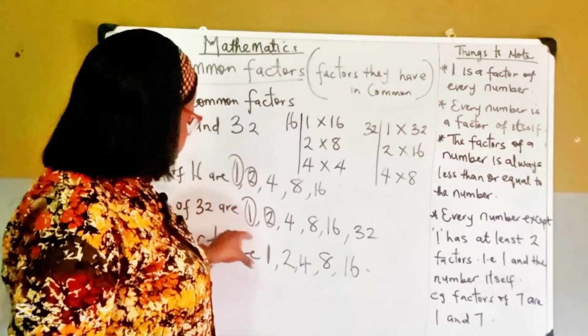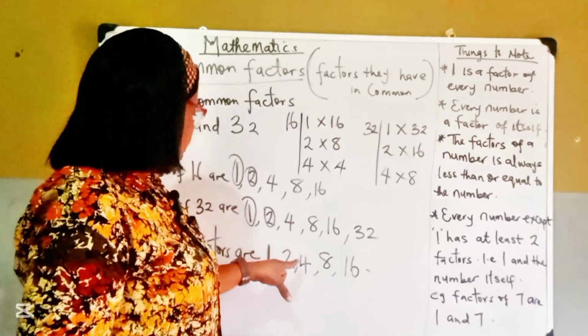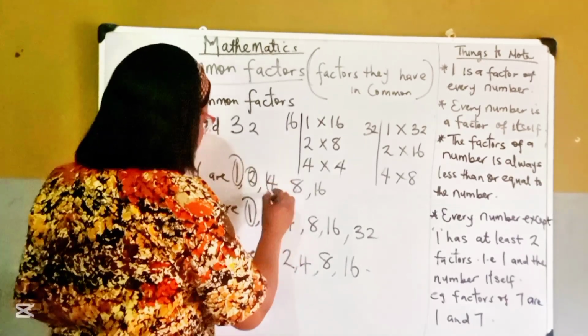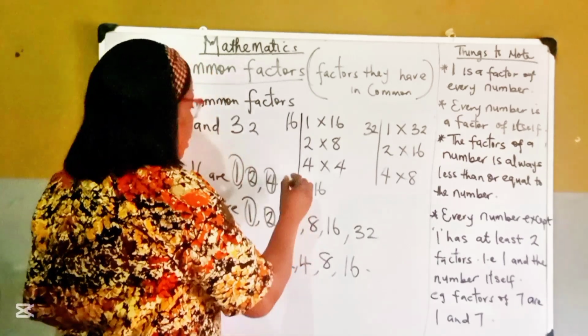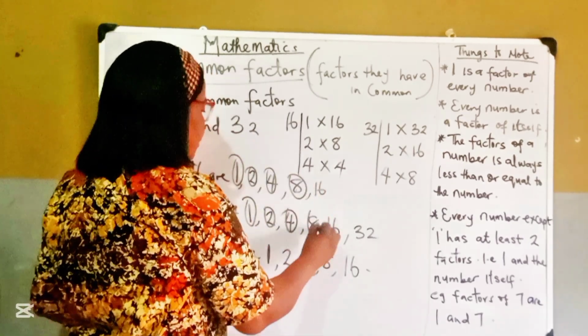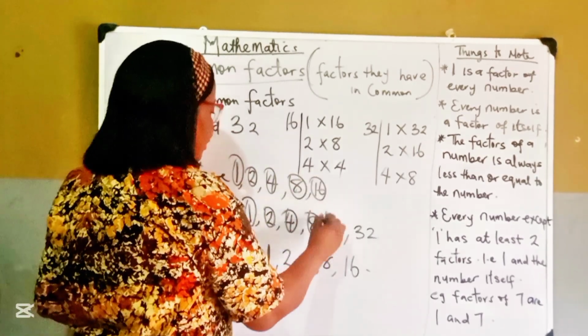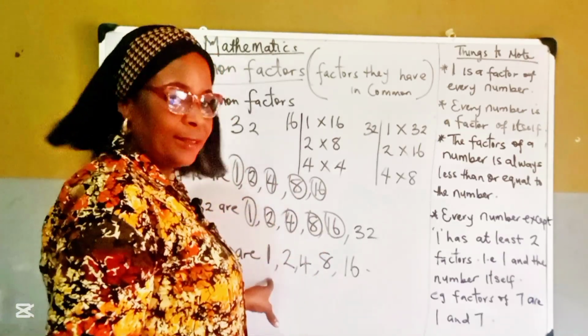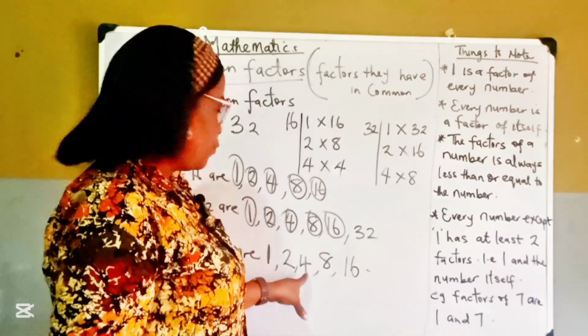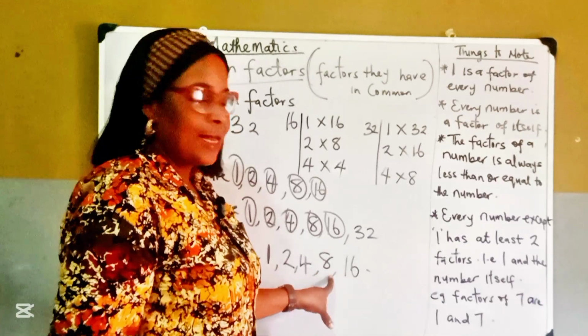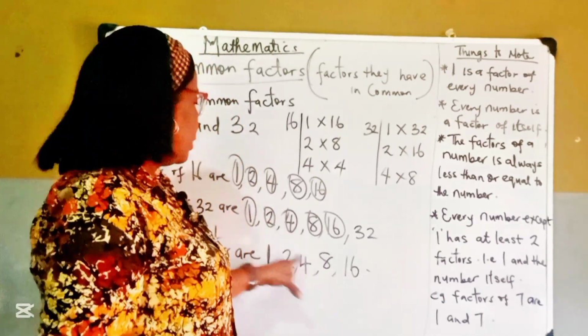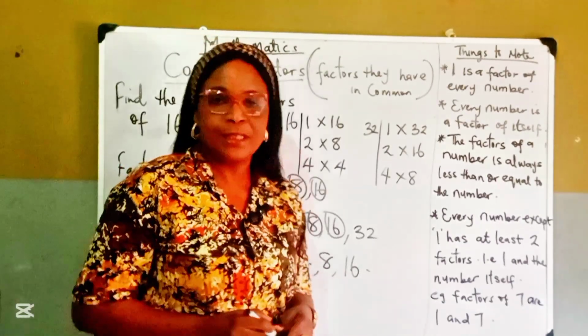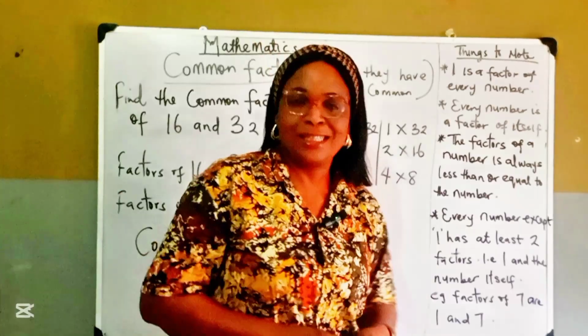1, 2, 4, 8, and 16. So these are the common factors of 16 and 32.